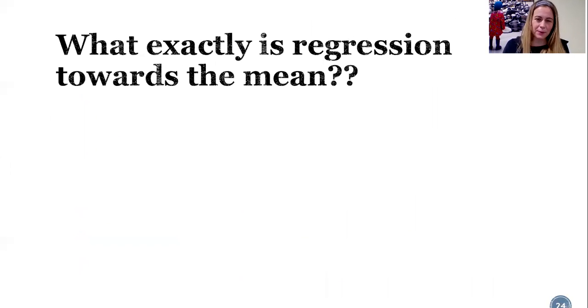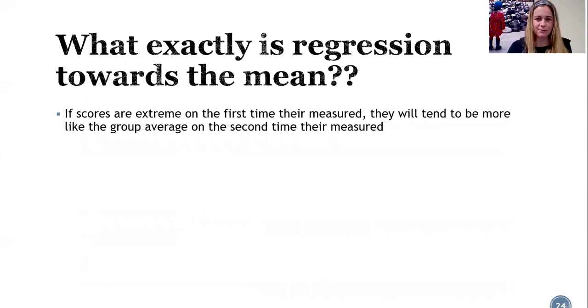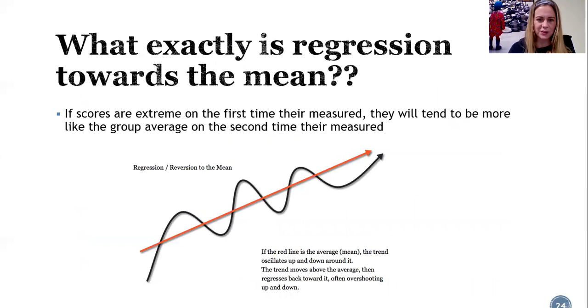I'm going to explain in a little bit more detail regression to the mean because I think maybe that is a little bit more fuzzy and a little unclear. This is the phenomenon by which if scores are extreme on the first time they're measured, they'll tend to be more like the group average the second time they're measured. This is a visual that sort of shows this. If the red line is the average and people's scores tend to oscillate around the average, people who are really scoring high or really low on one measurement, on the second time you measure them are just going to tend to be more towards the average the next time you measure them.